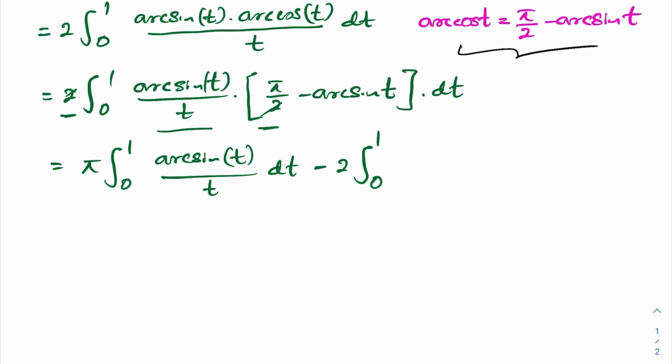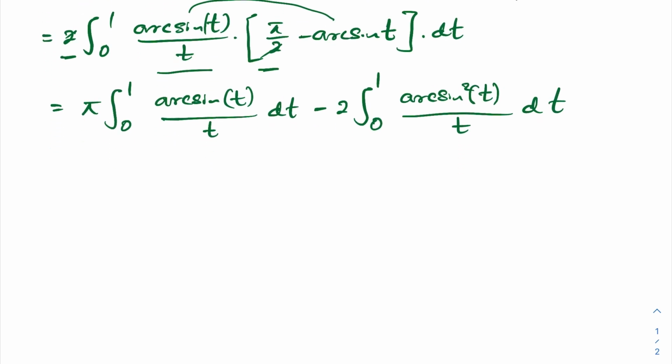of arcsine square of t over t dt. Well, now we have two integrals. To evaluate these integrals I'm going to use a common substitution. We take arcsine of t is equal to theta, then t is equal to sine of theta, then dt is equal to cosine of theta d theta.